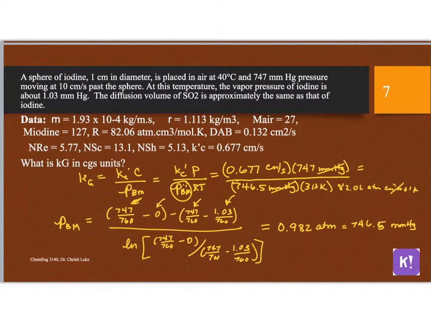Will be 2.64 times 10 to the minus fifth, and the units are moles per centimeter squared atmosphere second. That's my final answer. So that's K sub G.